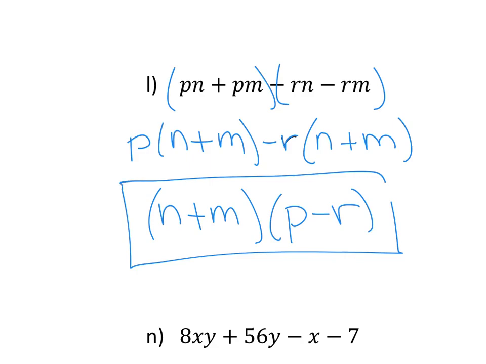It doesn't matter which order you write them in. You could write them p minus r and n plus m, and that goes for any of these because these two binomials are being multiplied together. Remember, multiplication is commutative, which means it doesn't matter which order you multiply numbers or terms together. So you could write them either way. Go ahead and finish up the rest of these and be careful, watch those negatives.